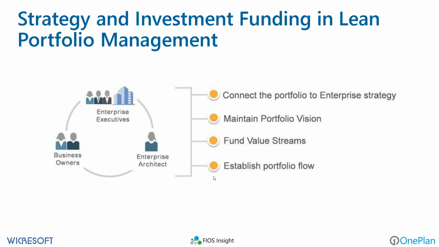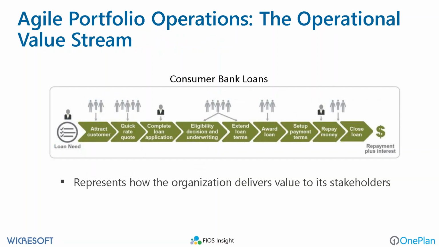So we want to avoid getting away from the traditional stage gating and move more towards the flow of value within our value streams. In order to get down to the operational level, agile portfolio operations within lean portfolio management is dependent on having a very clear definition of our operational value streams. And unfortunately, it's a topic within lean portfolio management that isn't addressed heavily.